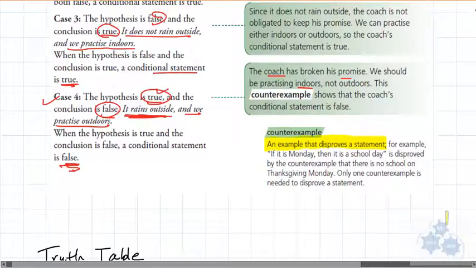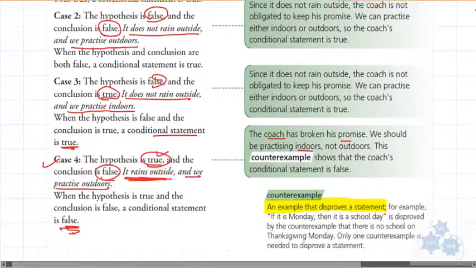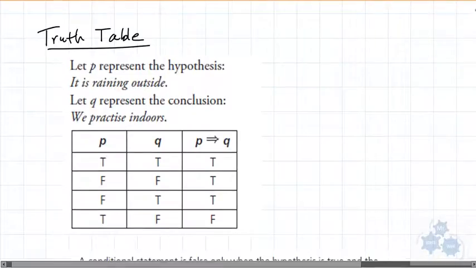Okay? All right, so how can we make a little bit of sense of this? I'm going to show you something called a truth table. All right, again, this is in your textbook as well, and whether you write this down in your notes doesn't really matter to me.